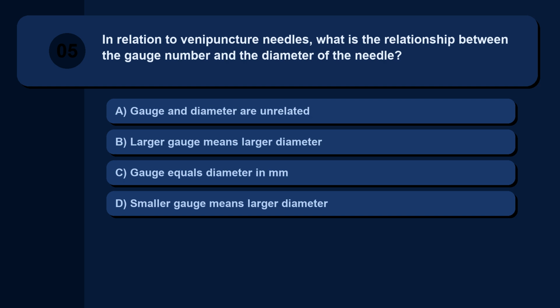Question 5. In relation to venipuncture needles, what is the relationship between the gauge number and the diameter of the needle? Gauge and diameter are unrelated. Larger gauge means larger diameter. Gauge equals diameter in mm. Smaller gauge means larger diameter.